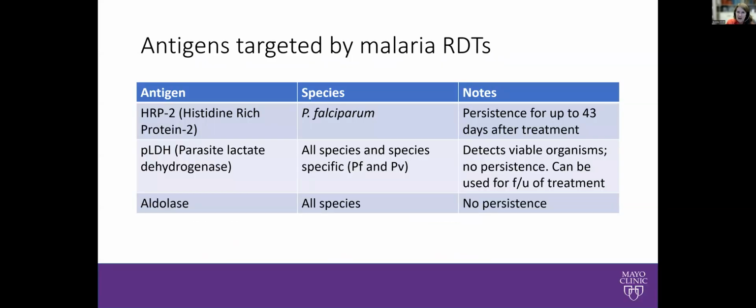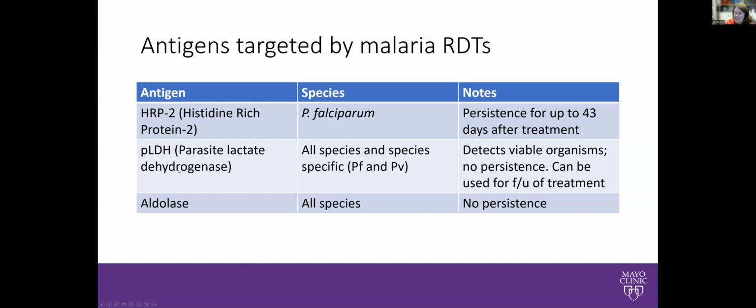Now, these different RDTs target different antigens, but in general, there are three main antigens that are targeted. There's the HRP2, histidine-rich protein, that's specific to Plasmodium falciparum, and it will last for up to 43 days after treatment. These other two, well, let's start with Plasmodium parasite lactate dehydrogenase. This can be species specific. There's a species specific one for Plasmodium falciparum and one for vivax, but there could also be one that just detects all species.